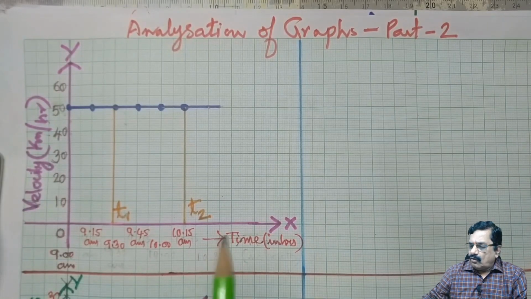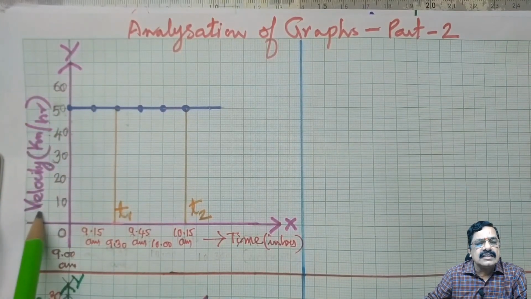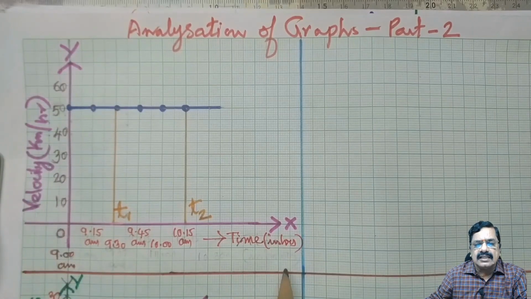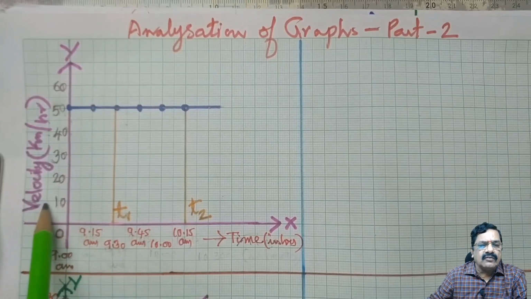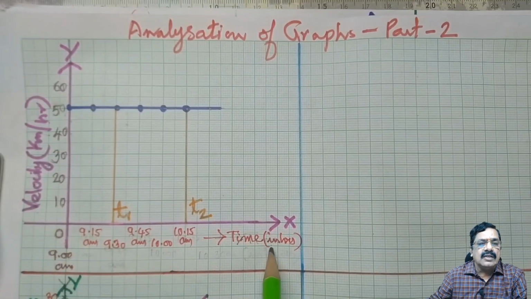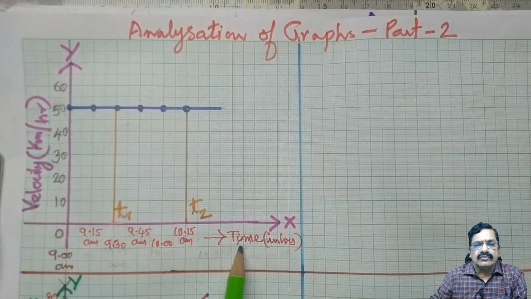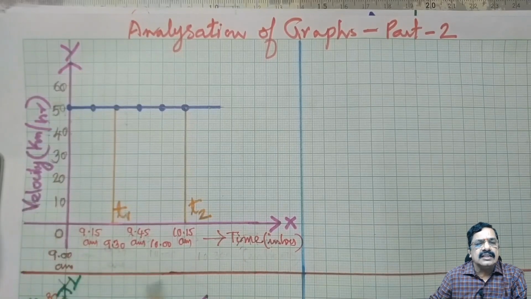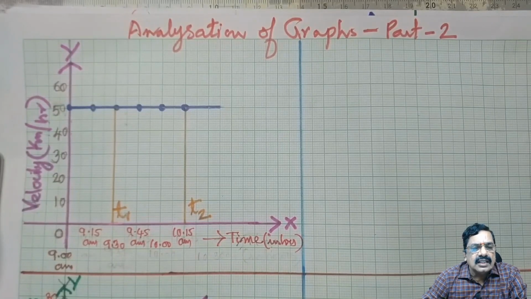First, what type of graph is this? To decide, you see what is taken on the y-axis and on the x-axis. You know very well, on the y-axis velocity is taken, and on the x-axis time is taken. Therefore, this graph is a velocity time graph. If they ask this question by giving this graph, you have to tell velocity time graph.